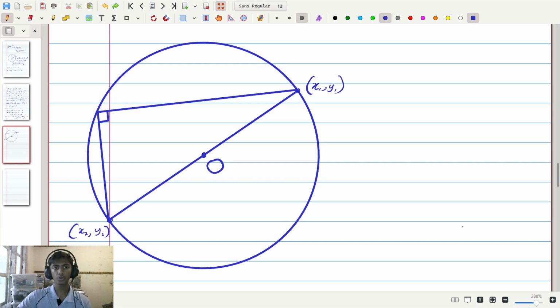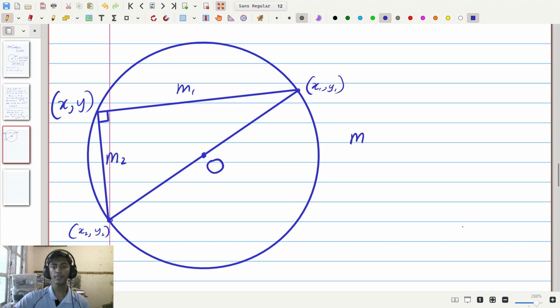Through this, what we're going to do is define this point, which is an arbitrary point on the circle, as x, y. And now that we've done that, we can find the gradients of this line and this line. To do that, I'm going to label the gradient of this line as m1 and the gradient of this line as m2 and write them down.